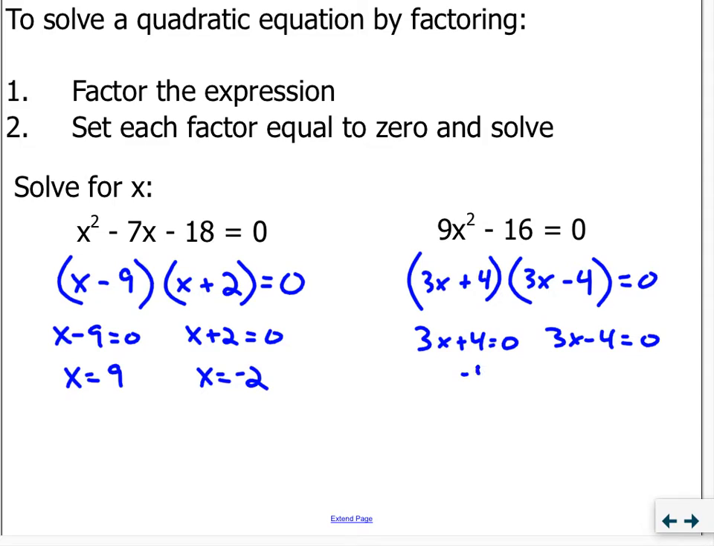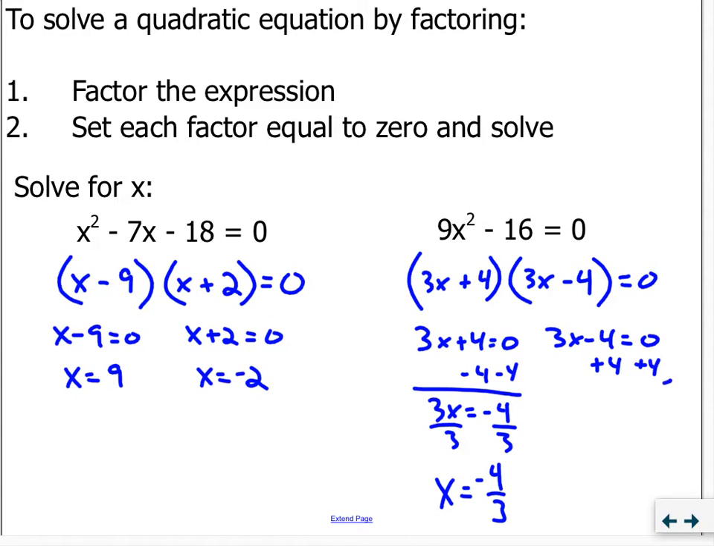If we solve for x, we subtract 4 first, then we'll divide by 3. So we get an answer of negative 4/3. And I think you probably can guess what the other answer is going to be. We'll add 4 to both sides, divide by 3, and we get positive 4/3. Things are looking good. So that works when it's equal to 0.